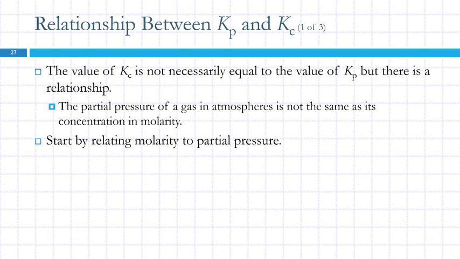So Kc and Kp are not necessarily the same number, but they are related to each other. And we're going to look at how that comes about. So the partial pressure of a gas in atmospheres obviously is not the same as its concentration and molarity, but it is related. And we can find that relationship from the ideal gas law.